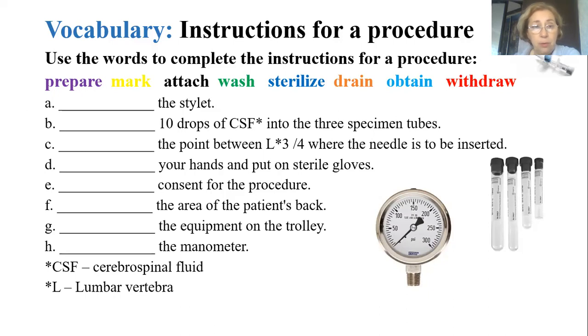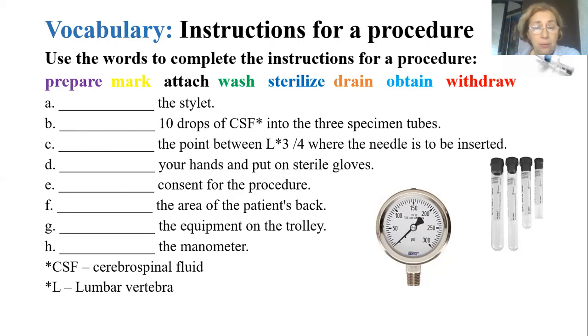I think you understand the meaning of the words. Attach means to connect, to tie something together. Obtain means to get, to withdraw is to take away. Yes, Iham, what should we use in the first sentence? The first one about the stylet, we can use withdraw. Withdraw the stylet. Yeah.